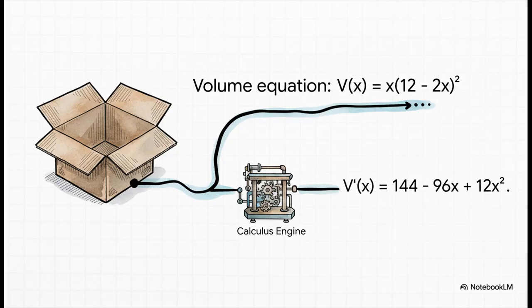So, we follow the exact same process. As you can see, the volume is the height, which is x, times the length and width, which are both 12 minus 2x. This gives us our primary equation. Then we just run that through our calculus engine to find the derivative, V prime of x. The process is exactly the same.